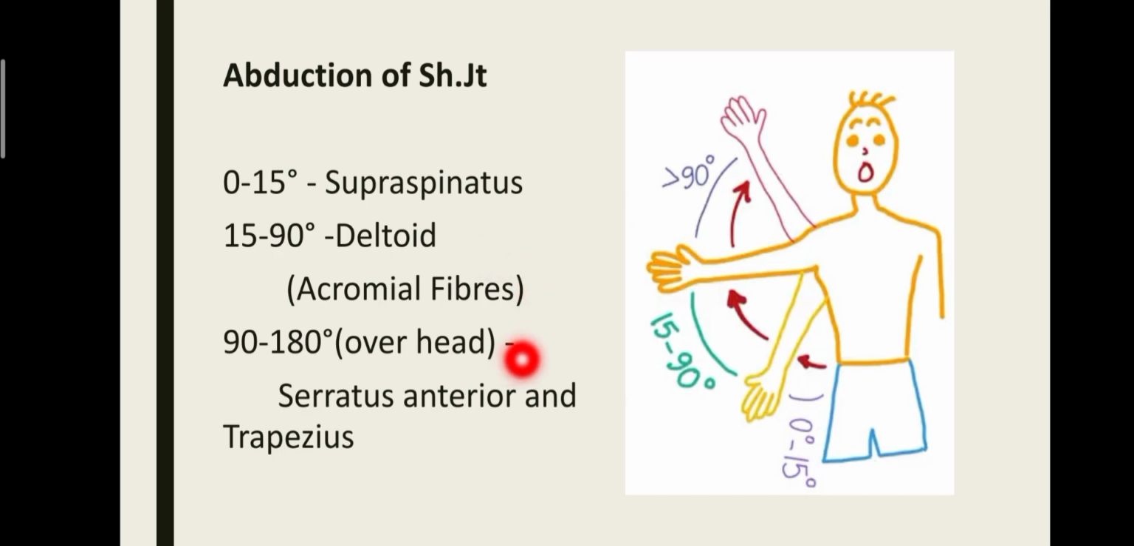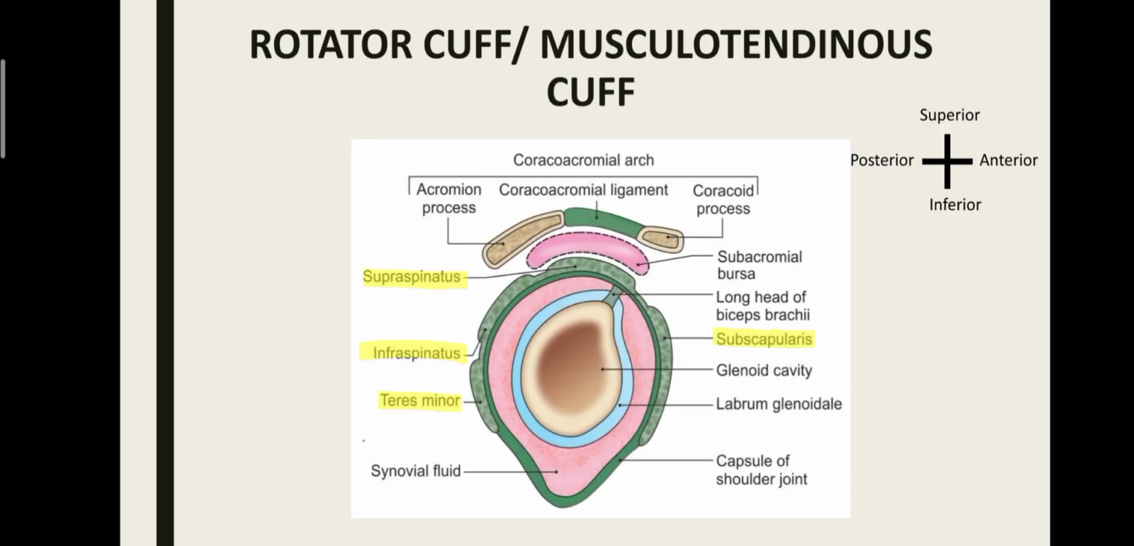Okay, for overhead abduction, serratus anterior and trapezius, both these muscles are responsible. Okay, so this is about abduction. Abduction occurs at three ranges. Okay, 0 to 15, 15 to 90 and overhead abduction 90 to 180. Yes, we have completed the movements.